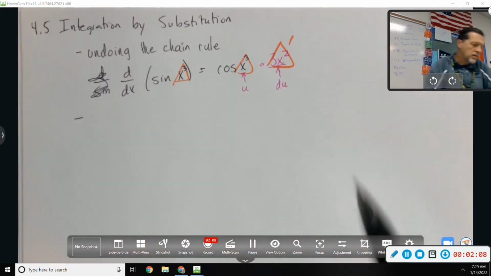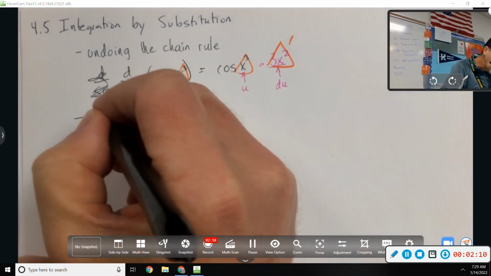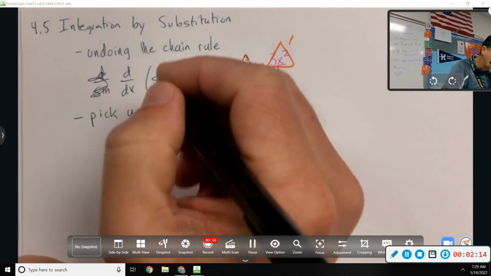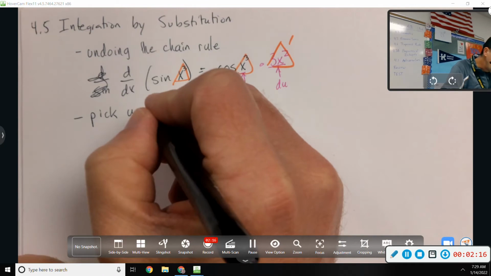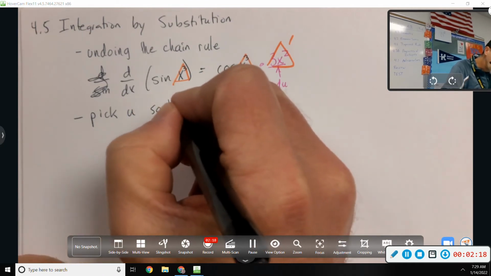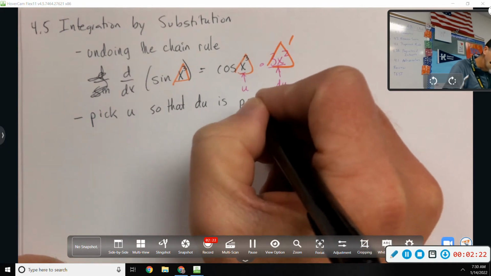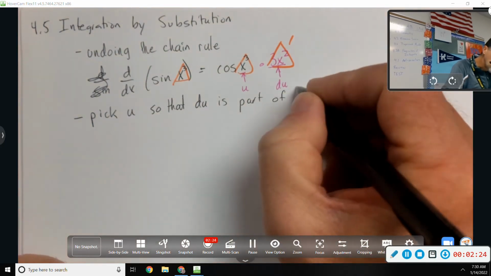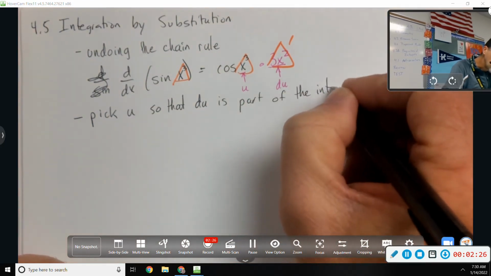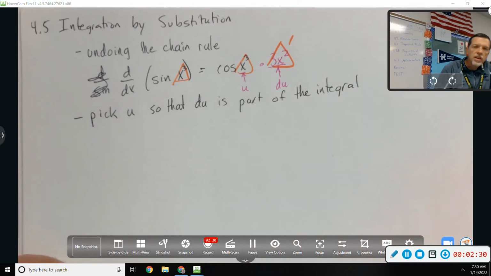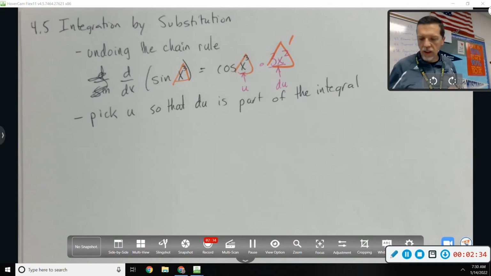So here's the only instruction of the day, and then we'll do some examples, a lot of examples. Pick u so that du is part of the integral. That'll make more sense once we do some of these. Probably doesn't make much sense right now.